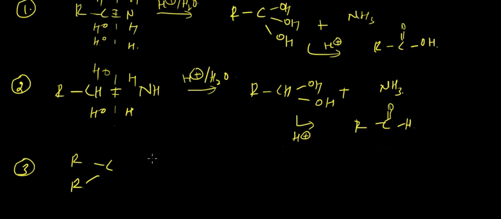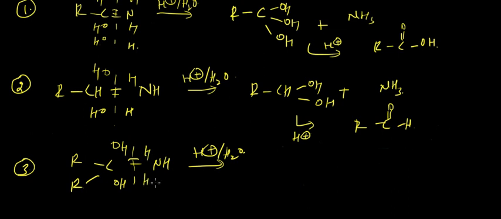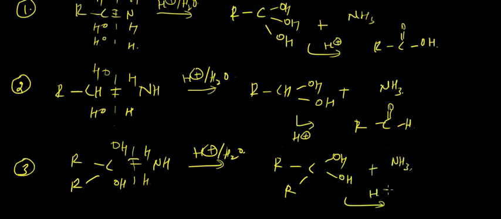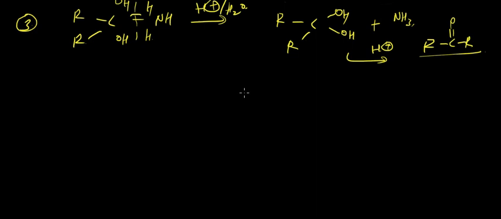In this case, we again break this double bond in presence of H2O, H plus. We get OH here and H here, so we get something like OH here, and with the release of NH3 again, this in acidic medium will convert itself into a ketone group. Okay, so this ends the topic of hydrolysis.